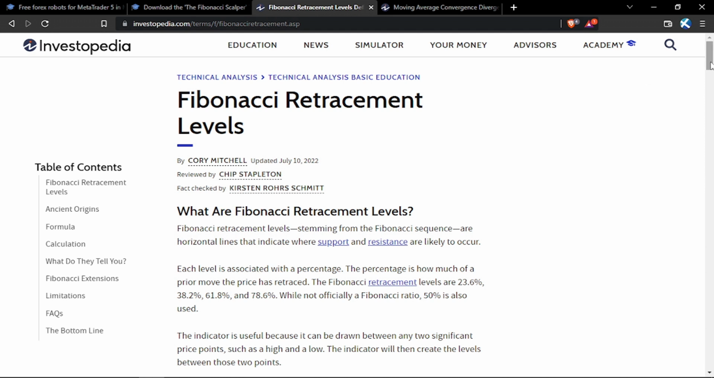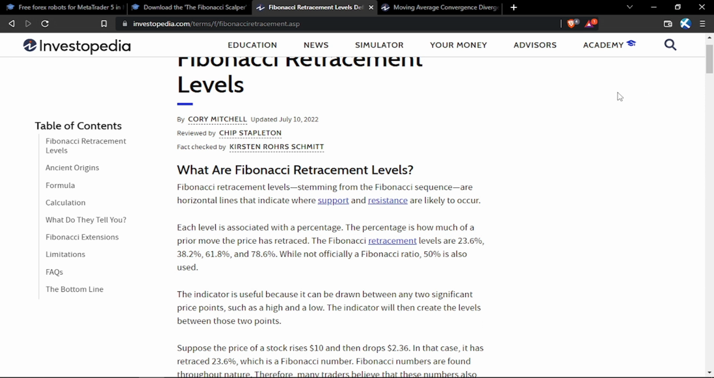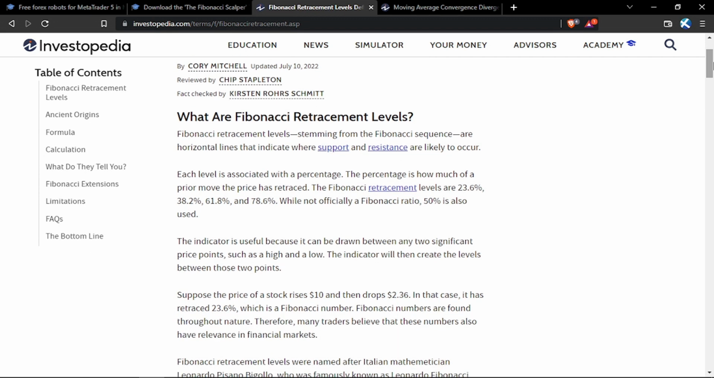Now what are Fibonacci levels? Fibonacci retracement levels stemming from the Fibonacci sequence are horizontal lines that indicate where support and resistance are likely to occur. Each of these levels is associated with a percentage, and the percentage is how much of a prior move the price has retraced. Popular Fibonacci retracement levels include 23.6, 38.2, 61.8, and 78.6. Also, some traders use 50%.